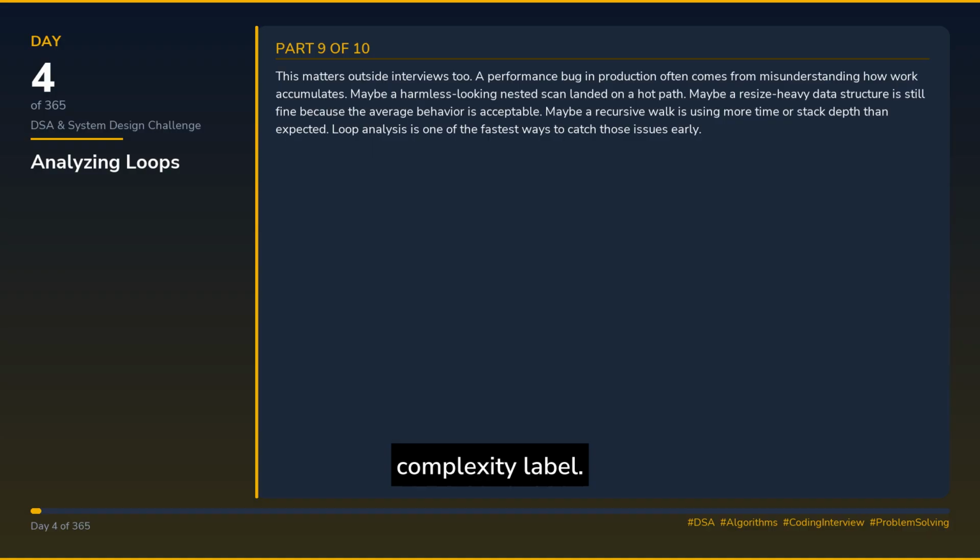A performance bug in production often comes from misunderstanding how work accumulates. Maybe a harmless-looking nested scan landed on a hot path. Maybe a resize-heavy data structure is still fine because the average behavior is acceptable. Maybe a recursive walk is using more time or stack depth than expected. Loop analysis is one of the fastest ways to catch those issues early.